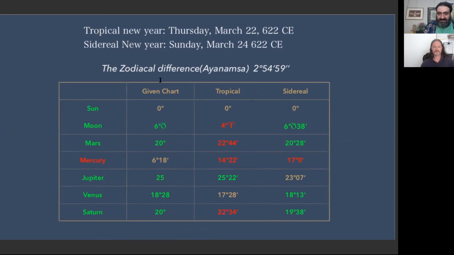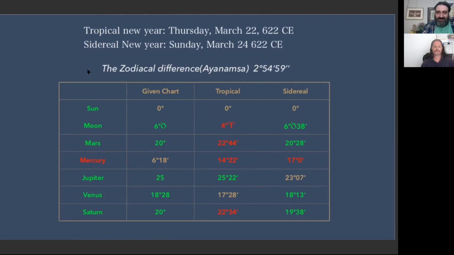Simply, these are the information for the given chart. We just have the Sun at 0 degrees. And we have the Moon in the 6th degree of Taurus. On the tropical chart, we have the Moon at 4 degrees of Aries. But if you cast the sidereal chart, it will be 6 degrees and 38 minutes in the sidereal chart. And it works, right? Yeah. Oh, yeah, I see. Also with Saturn, so the longitudes were off.